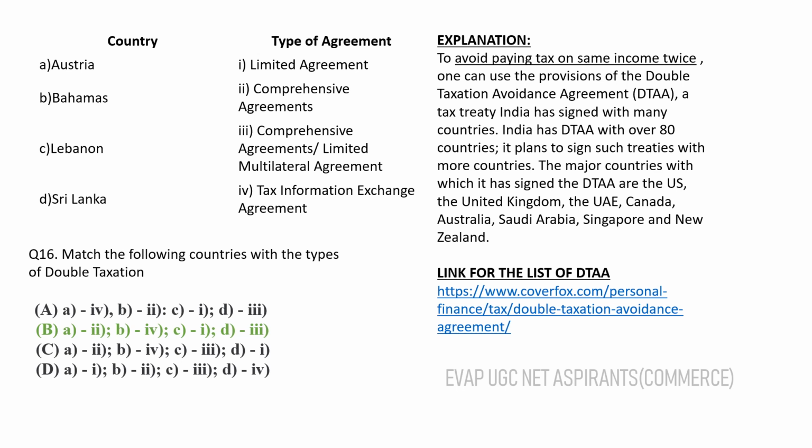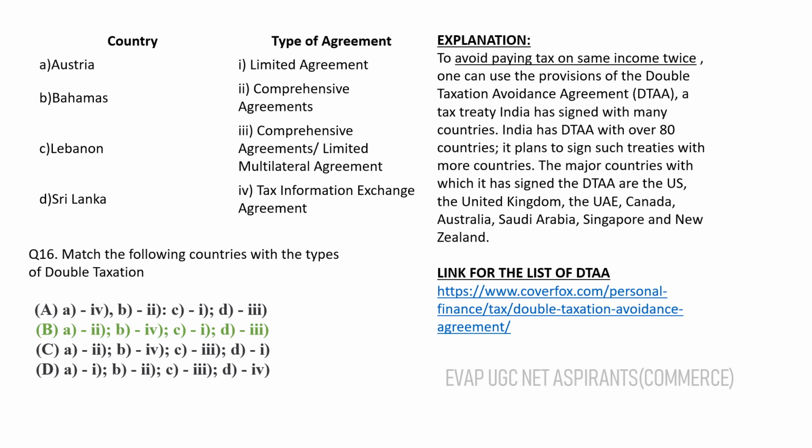So India has DTAA, that is double taxation avoidance agreement, with over 80 countries. It plans to sign such treaties with more countries. The major countries with which it has signed the DTAA are US, United Kingdom, UAE, Canada, Australia, Saudi Arabia, Singapore and New Zealand. So with these countries mainly India has signed a treaty to avoid double taxation. So I have also given a link. The list of various countries and the type of agreement followed are given.